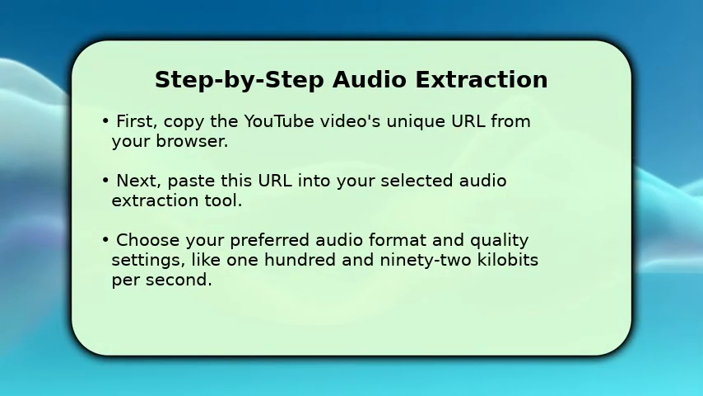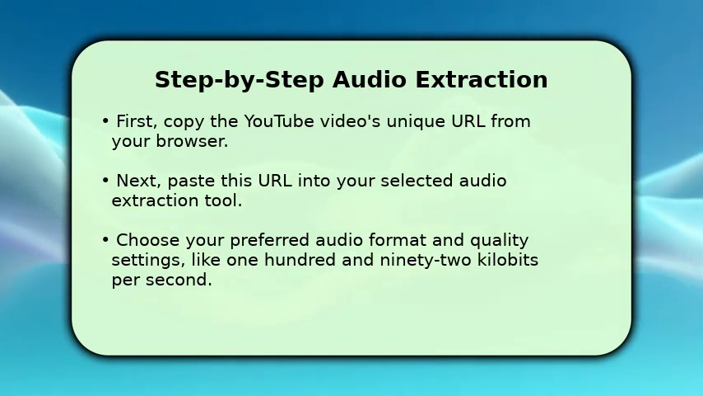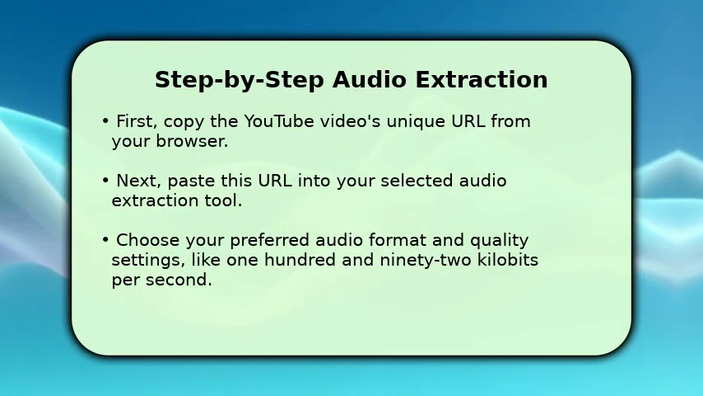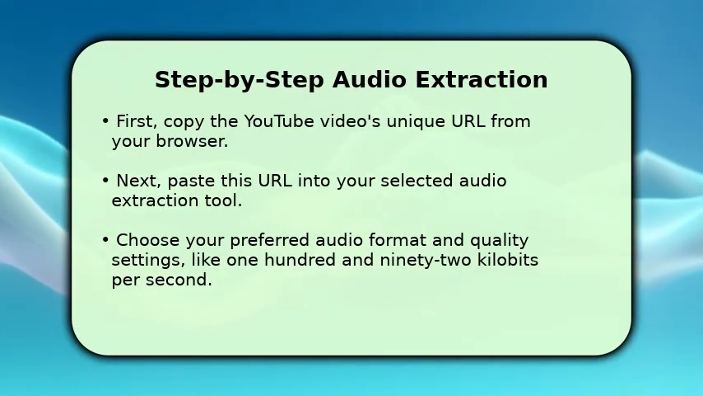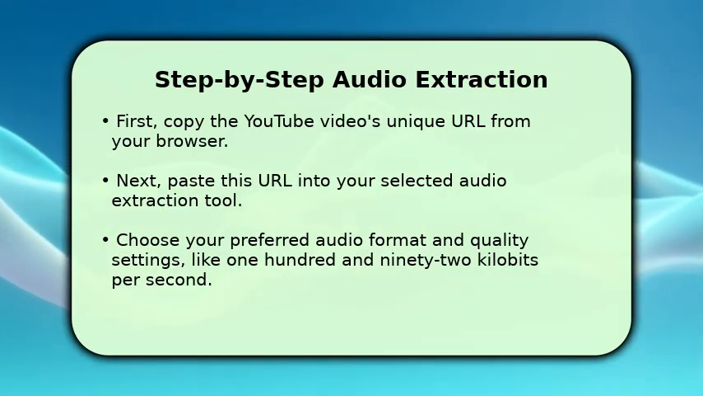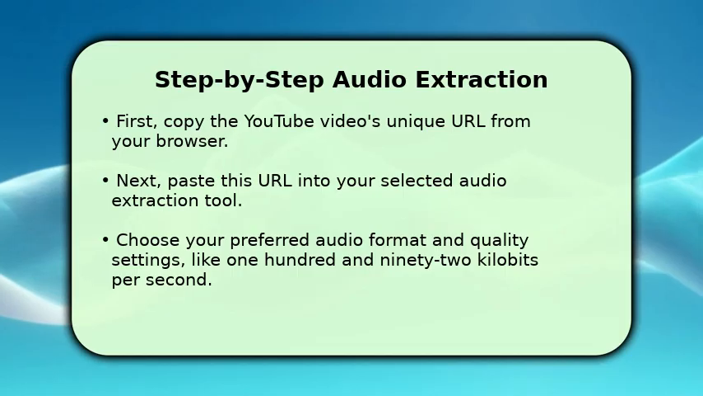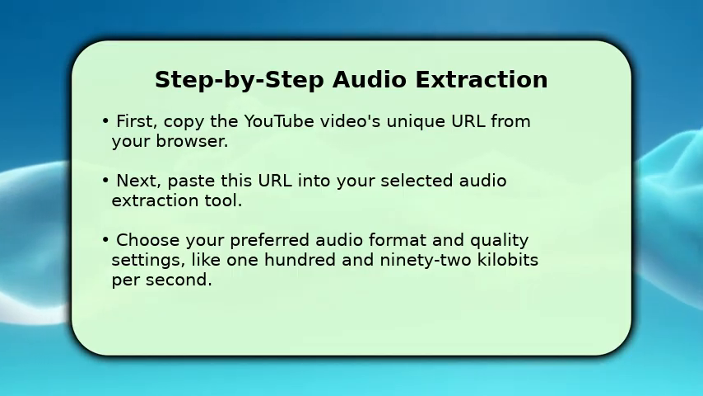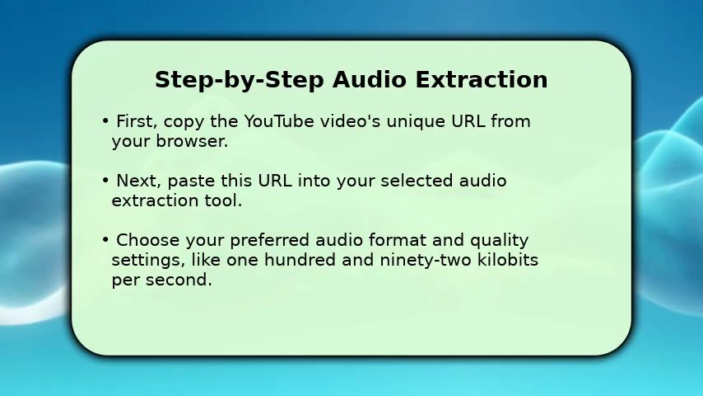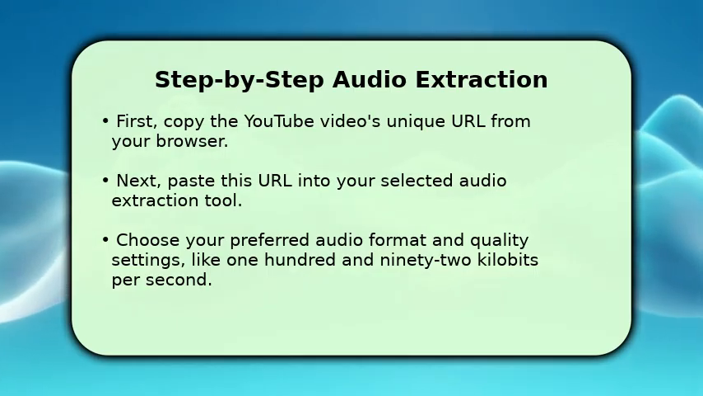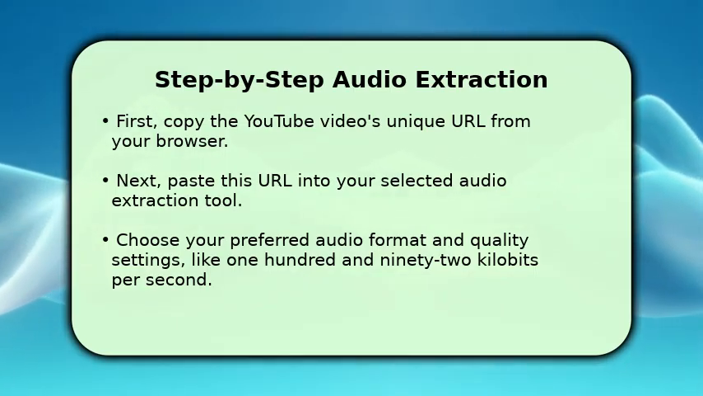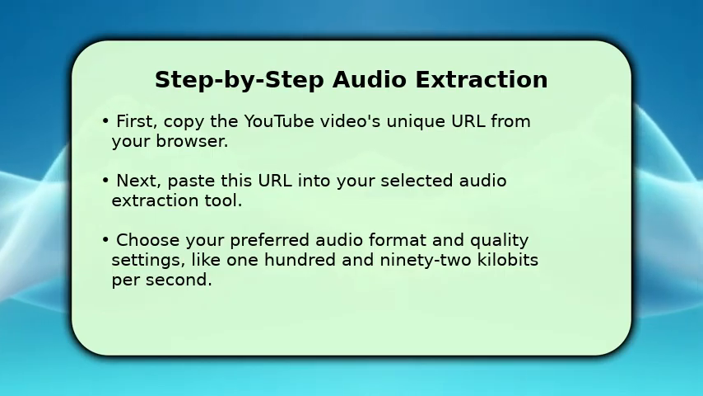Let's walk through the simple steps to get your audio. Begin by copying the YouTube video's URL directly from your web browser's address bar. Then, paste this link into the designated field within your chosen audio extraction tool. Select your desired audio format, such as MP3, and adjust the quality settings, perhaps to 192 kilobits per second. With a click, the conversion starts, and your audio file will be ready for download in moments.